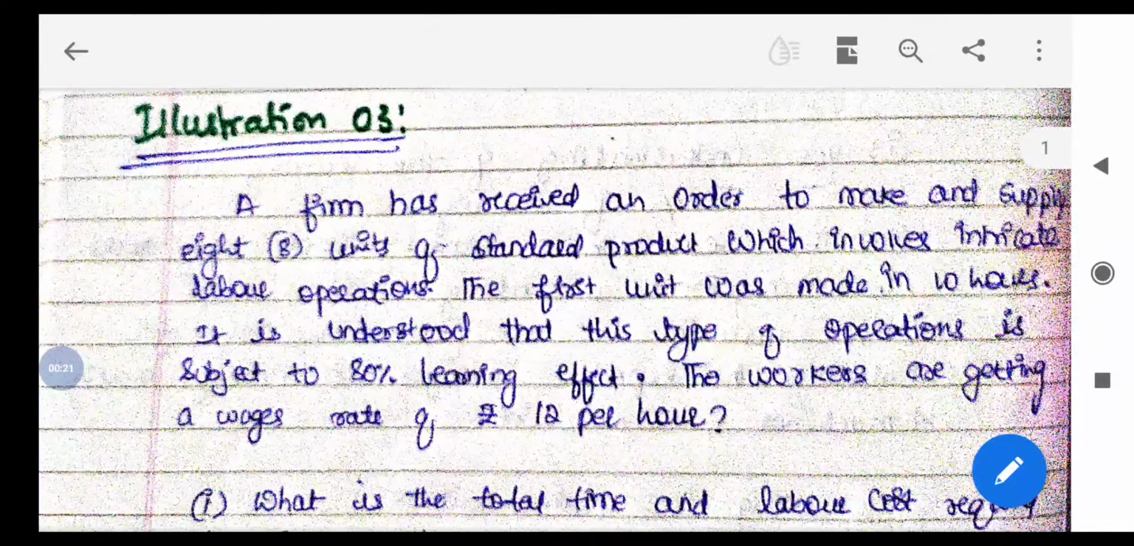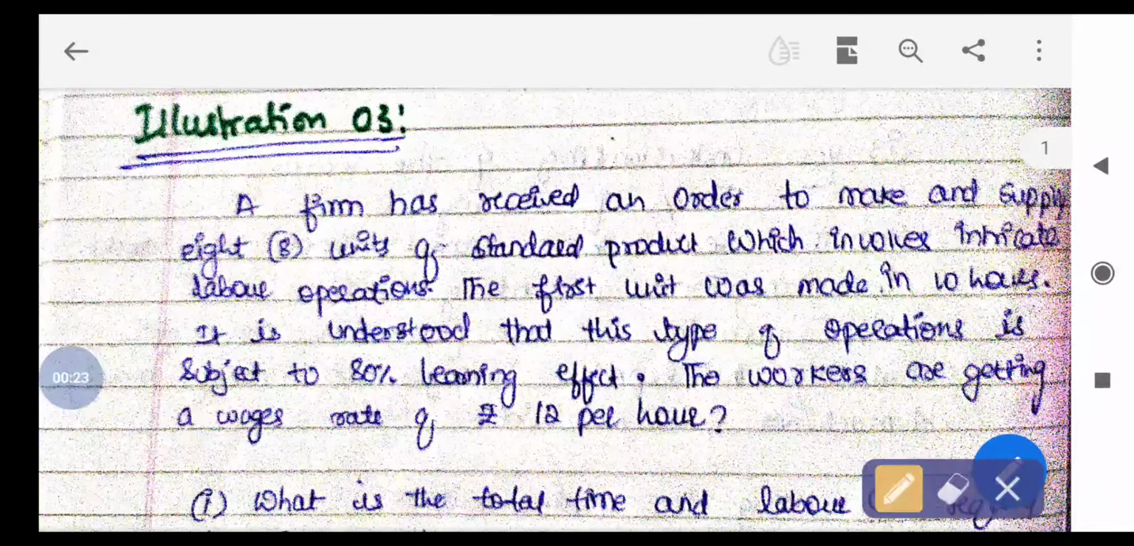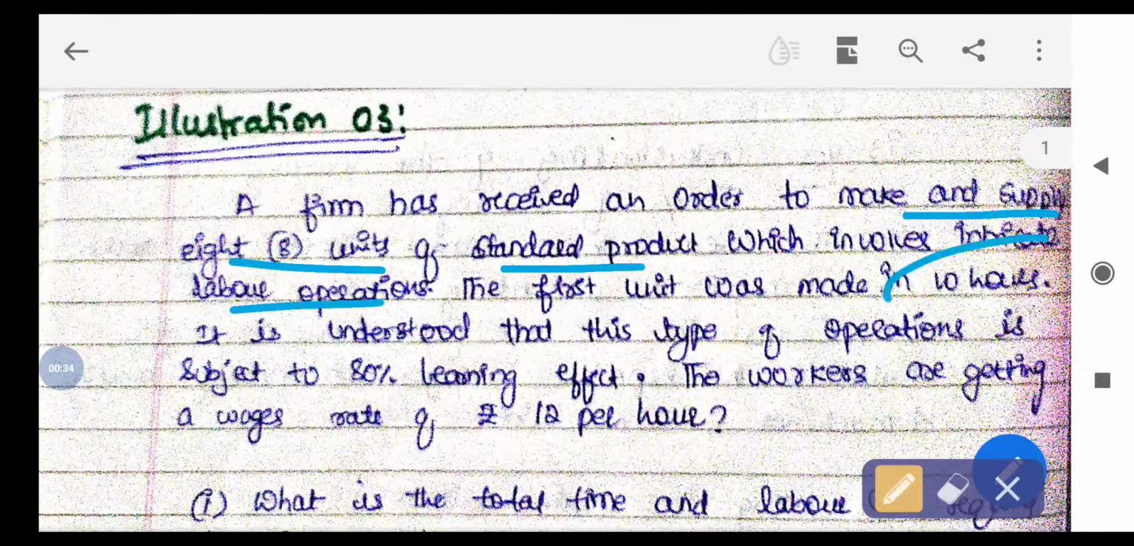A firm has received an order to make and supply 8 units of a standard product which involves labor operations. The first unit was made in 10 hours. So the average time to produce the first unit is 10 hours. This type of operation is subject to an 80% learning effect. The workers are getting wages of rupees 12 per hour.